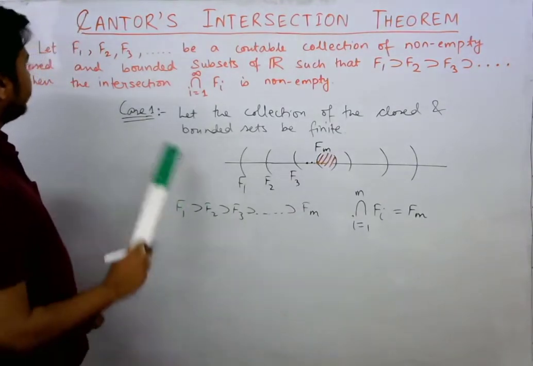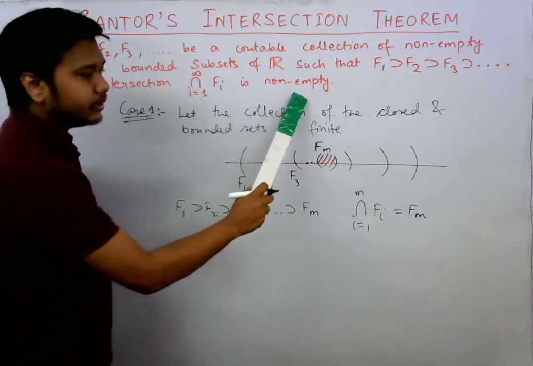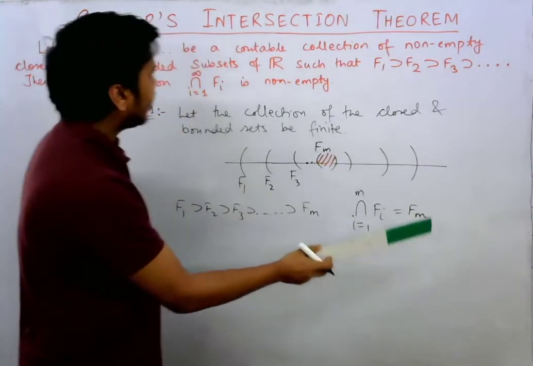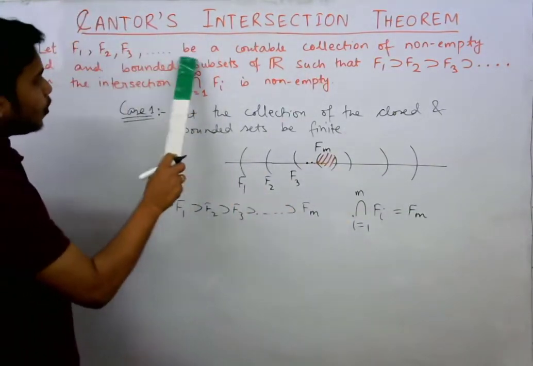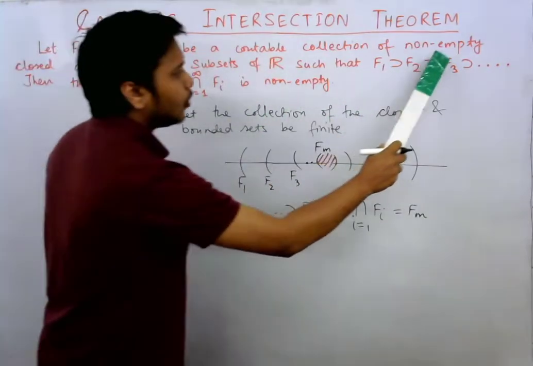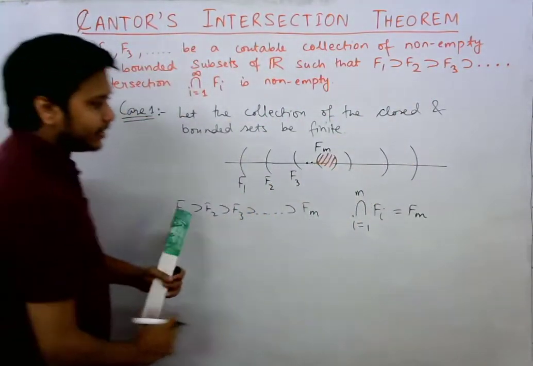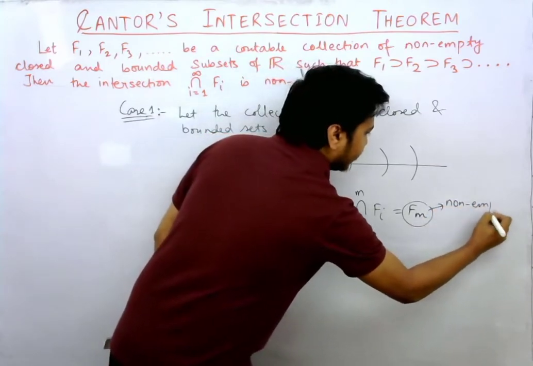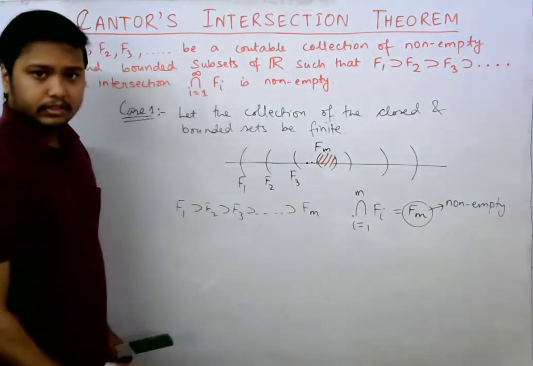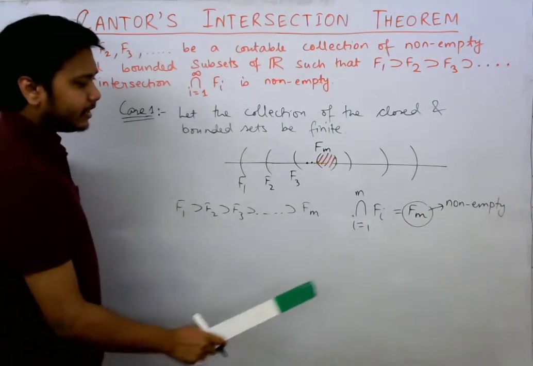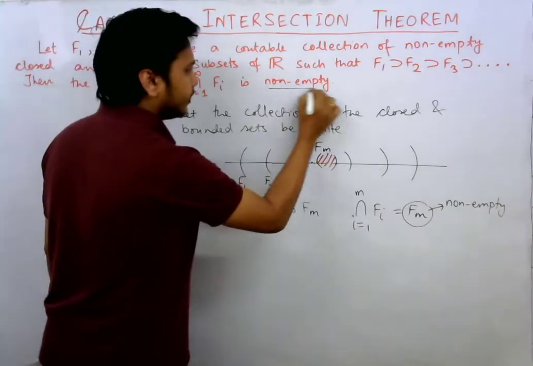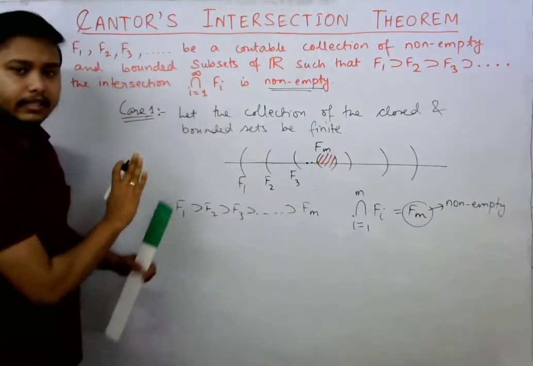Now it was said that we have to show that the intersection is non-empty. So I've got my intersection to be the set Fm, and it was also told that all these collection of sets are non-empty. So this set that I've got must be non-empty by the given statement of the theorem, right? So ultimately I've got that the intersection of Fi is non-empty, which was my required proof. So case 1 is done.